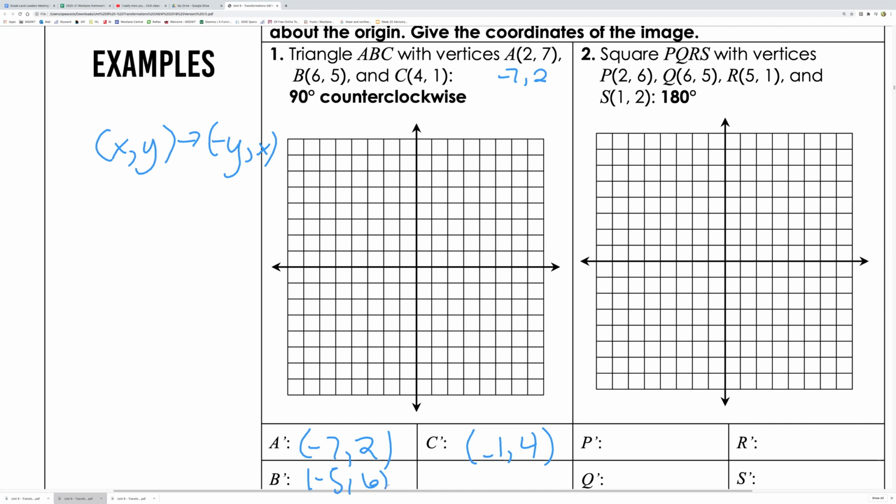Let's go ahead and plot that. So we have 1, 2, 3, 4, 5, 6, 7. 1, 2, A prime. Negative 1, 4 is C prime, and negative 5, 6, label it, connect those. You have to manipulate the points before you graph, or you're not going to get the correct image. We'll do our pre-image in red. That's what we've been doing. So I'm going from this point right here. So 2, 7. So 1, 2, 1, 2, 3, 4, 5, 6, 7. 6, 5 is 1, 2, 3, 4, 5, 6. 1, 2, 3, 4, 5. And 4, 1 is 1, 2, 3, 4, 1.